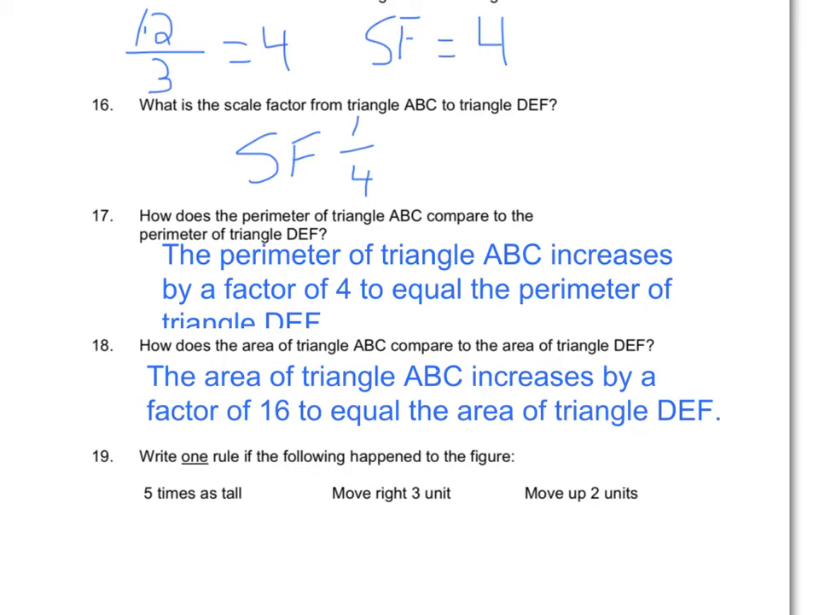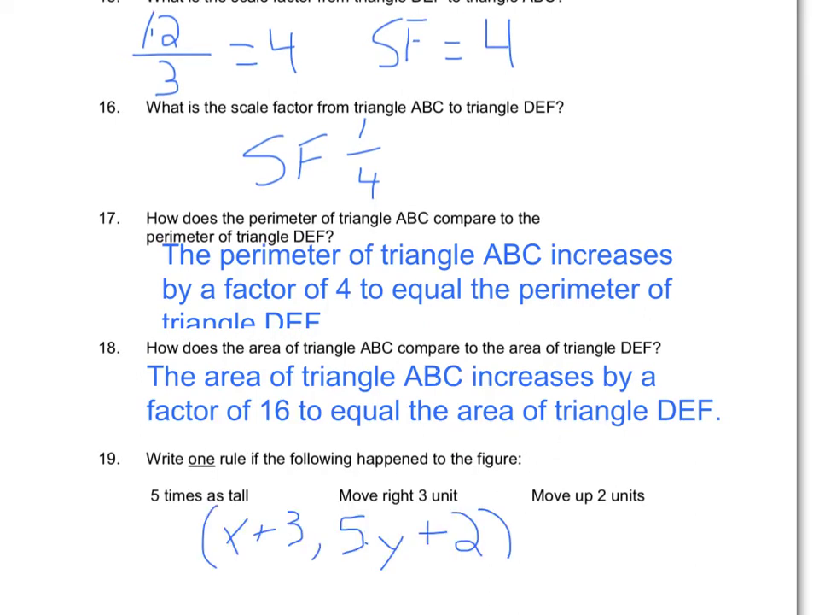Now 18 is asking how does the area compare? And as we have learned in our lessons, you need to square the scale factor in order to find area. So 4 squared is going to be 16. So the area of triangle ABC increases by a factor of 16 to equal the area of triangle DEF.